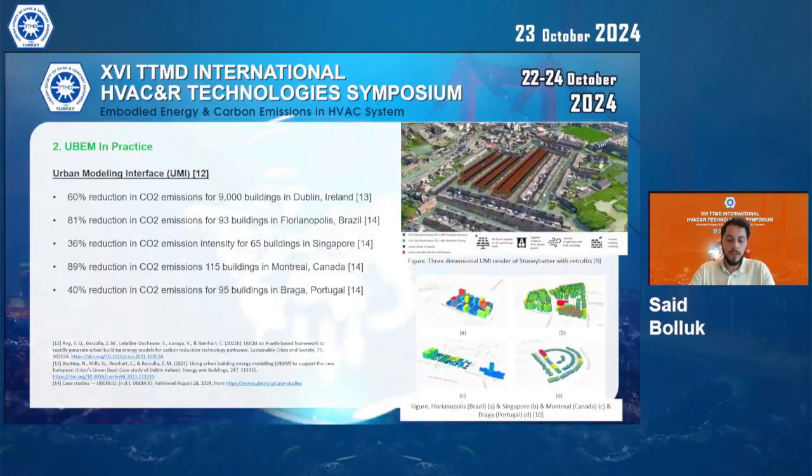So let's check them. By modeling the urban districts around the world, academicians and urban planners estimated some significant amount of decrease in the carbon dioxide emissions utilizing UMI. For example, a 60% reduction in carbon dioxide emissions in Dublin, 81% reduction in Florianopolis, Brazil, 36% reduction in Singapore, 89% reduction in Montreal, and finally 40% reduction in Braga. These are the current utilization of UBAM in practice.